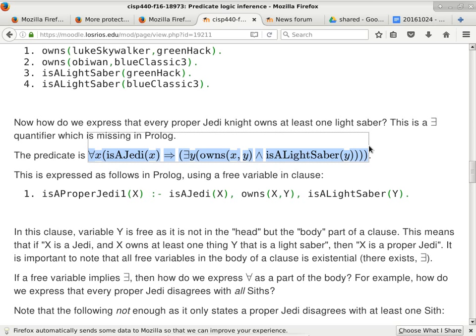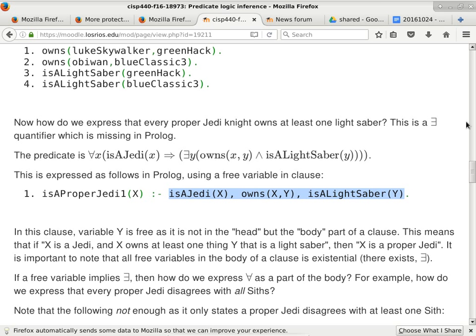But that may or may not be the case. So what we want to use is a proper Jedi. Certain Jedis may not own a lightsaber, at least for a short amount of time. So the way we look at this is: if X is a Jedi and X owns a lightsaber, then X is a proper Jedi. That's basically what it's saying.